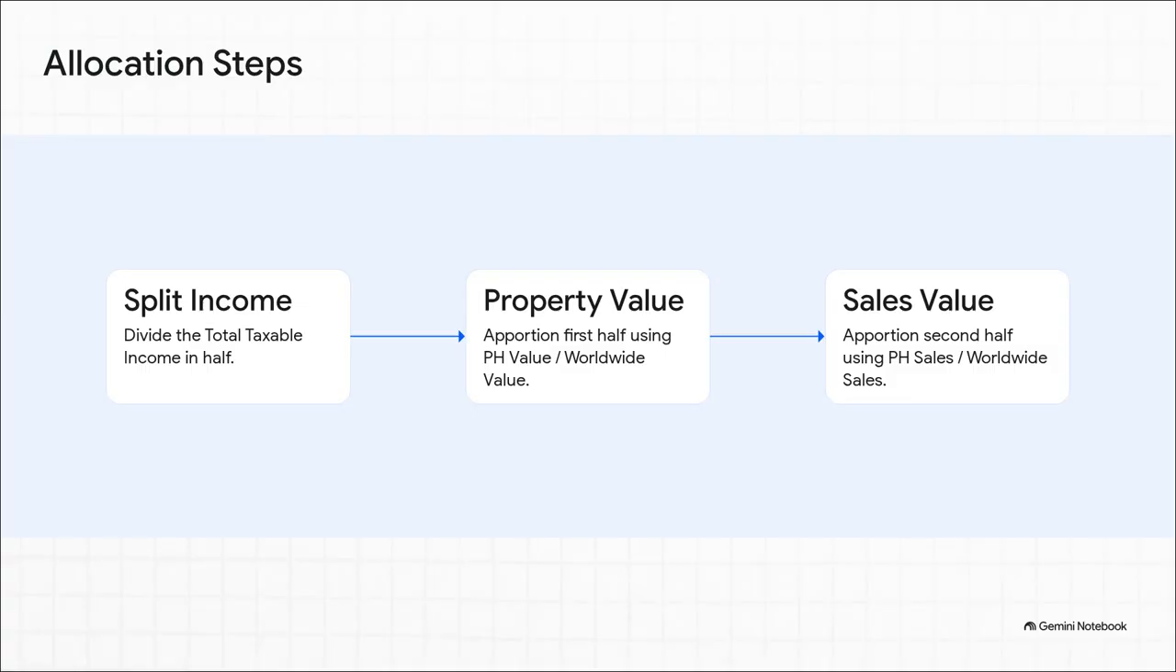Okay, diving into Section 5, cross-border income allocation. Do not let the math freak you out. Breaking this down prevents cognitive overload. Step 1. Just take the total taxable income and split it right down the middle into 2 halves. Step 2, allocate the first half based on property location using the property value ratio. So Philippine value over worldwide value. Then Step 3, allocate the second half based on sales location using the sales value ratio. Philippine sales over worldwide sales. Half for property, half for sales. Keep it that simple, and that's how you conquer cross-border allocation without panicking.